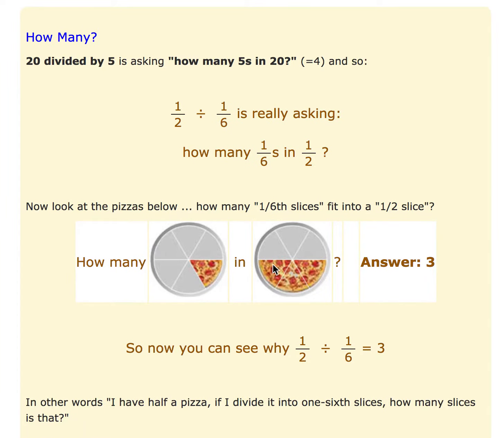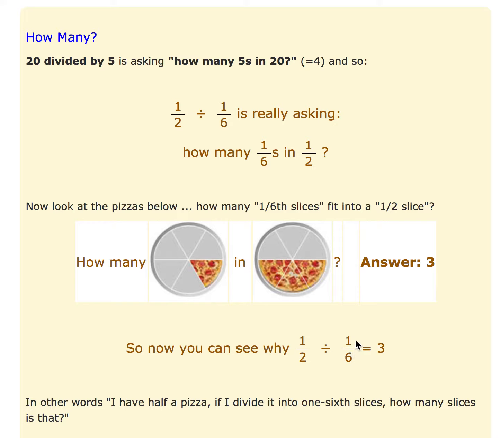If you look at it as a visual, here's a visual half of a pizza, and that's a sixth, of course. How many sixths of a pizza are in half a pizza? And you can see there are 3/6 of the pizza in half a pizza. And that's a visual of why a half divided by a sixth is a big number.